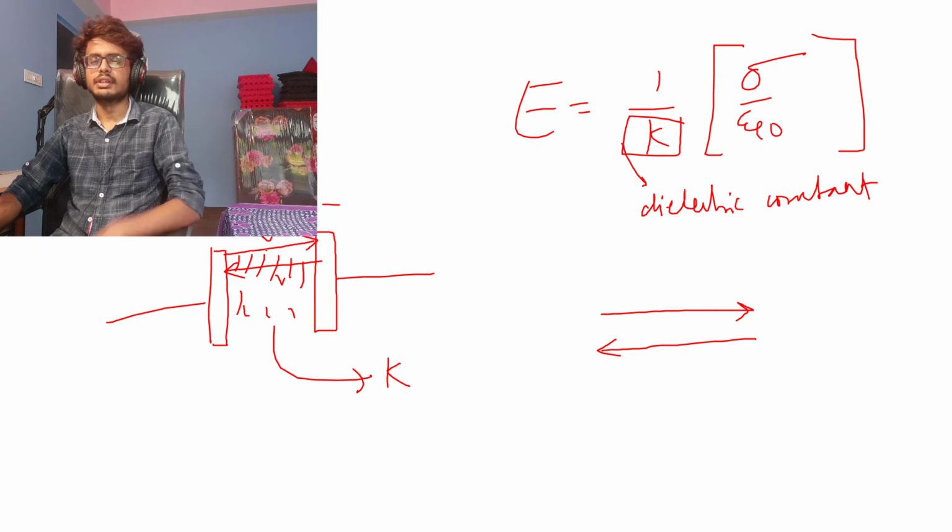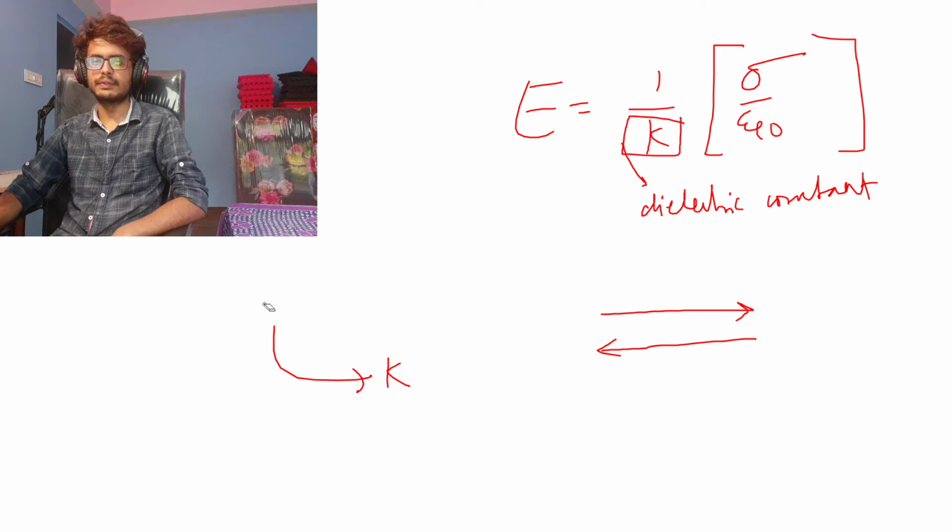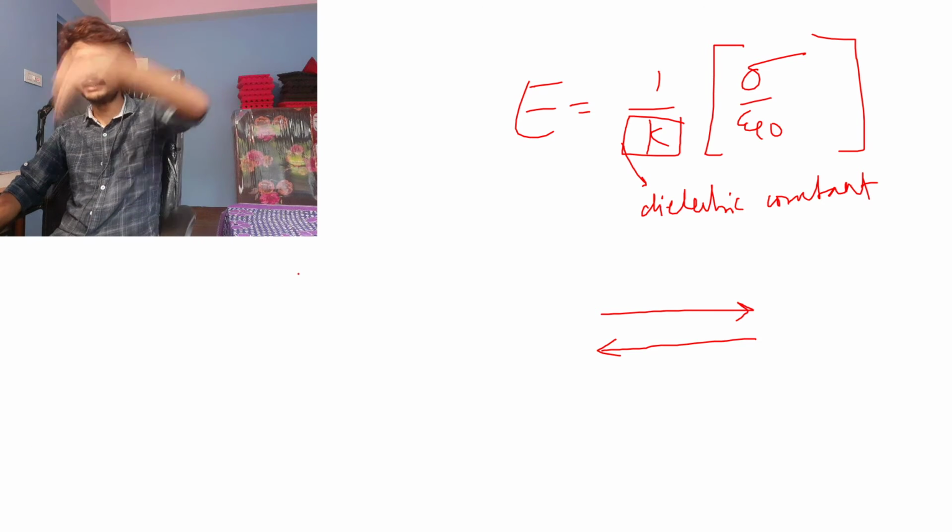Yeah, first one is correct. So it'll always generate from positive. It's like you have to remember this. This is a basic of electric field. So electric field always originates from positive and always ends up in negative, right?